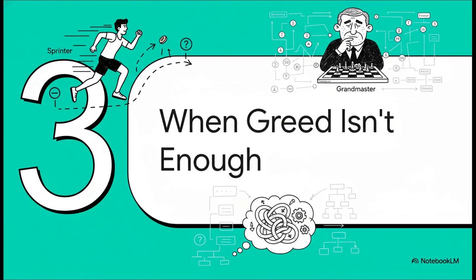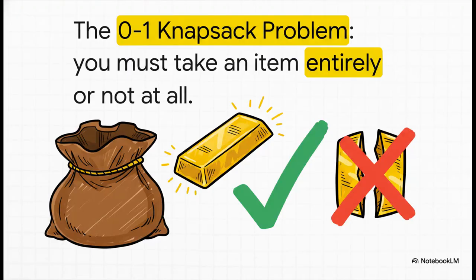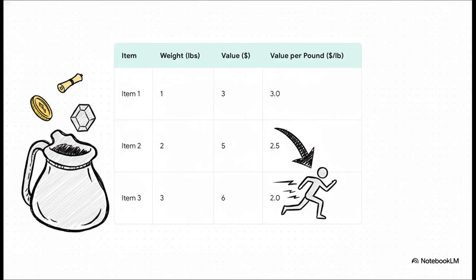Okay, so what happens when we pit our sprinter and our grandmaster against a problem where those quick snap decisions, well, they might not be enough? This brings us to a classic, the 0-1 knapsack problem. Now remember, before we talked about filling a knapsack with gold dust? Well, this is different. Here, we're dealing with solid gold ingots. You can't just take half an ingot, it's all or nothing. So here's our treasure. We've got 3 items, and our backpack can only hold 5 pounds.